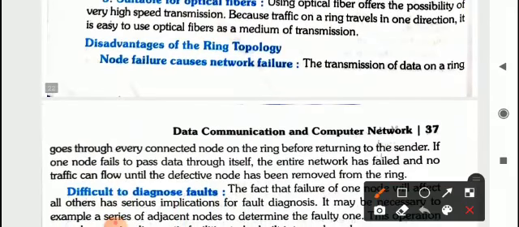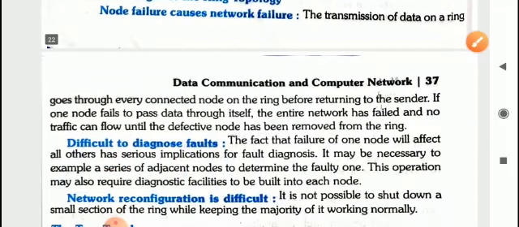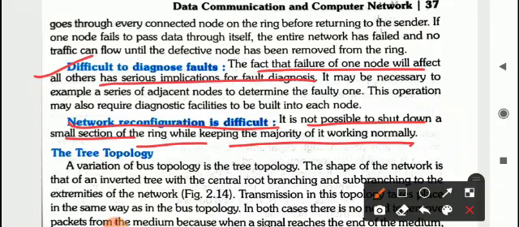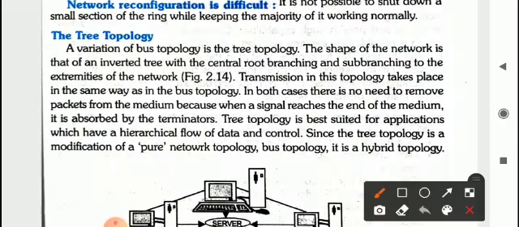Then we have the disadvantages of ring topology. Node failure causes network failure. That means if any node at any point fails, the entire network will fail. Then, it is difficult to diagnose faults. That means if there is any fault in the network, its diagnosis is difficult. Then network reconfiguration is difficult. It is not possible to shut down a small section of the ring while keeping the majority of it working normally. Next, the fourth type of topology we have is tree topology.